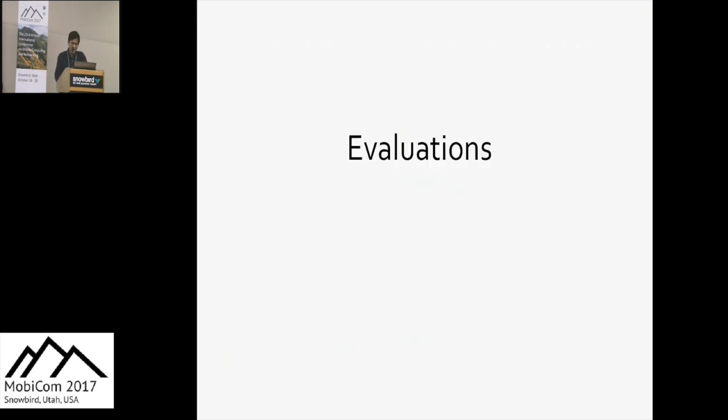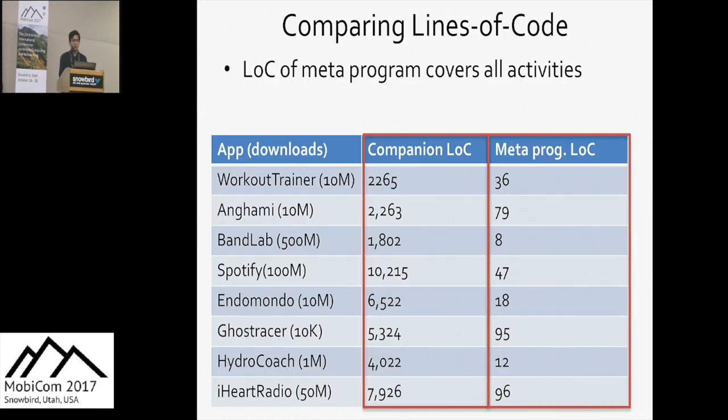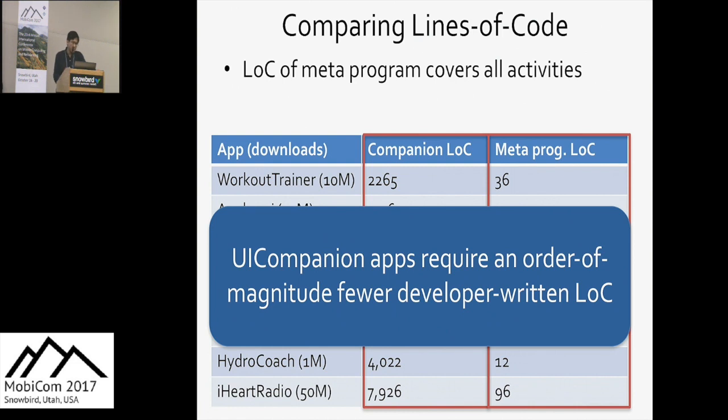For evaluation, we're comparing the lines of code between the UI companion apps that we generate and the companion apps. We count the lines of code of the Metaprogram, which covers all the activities. Here's a subset result. The remaining result looks similar. Here you can see that the Metaprogram takes less than 100 lines of code, but the companion apps always take over thousands. So the takeaway is, UI companion apps require an order of magnitude fewer developer-written lines of code.